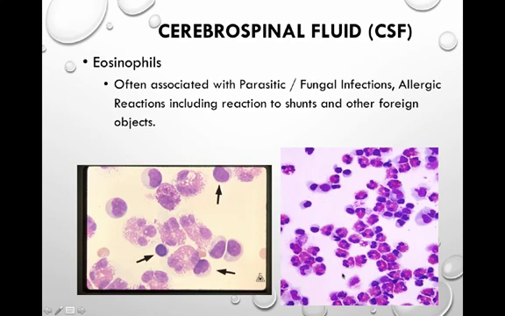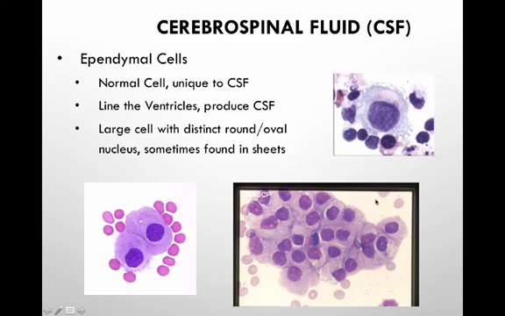And we can see a bunch of eosinophils here as well. Remember, eosinophils have those orange granules. Ependymal cells are unique to CSF samples as well. They're normal cells, but not often found. These cells line the ventricles and are responsible for producing cerebrospinal fluid. And again, they're in such small numbers, it's hard to find them.